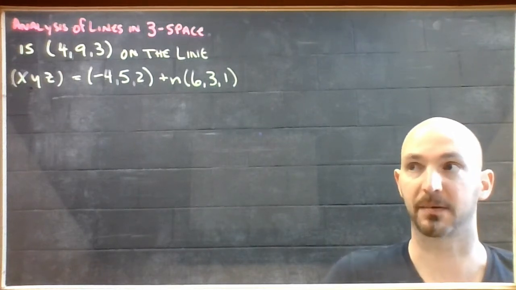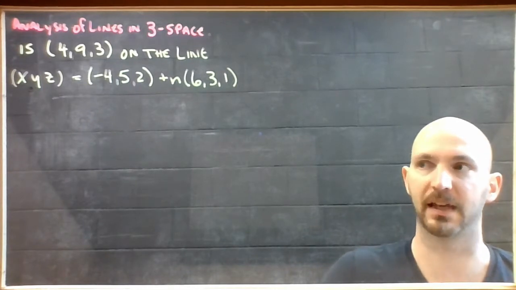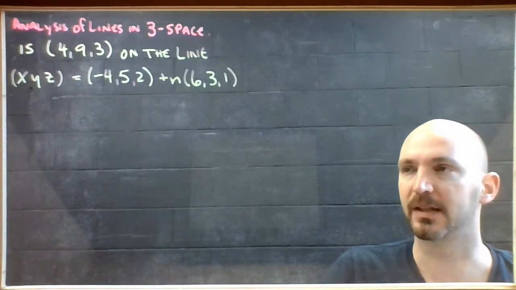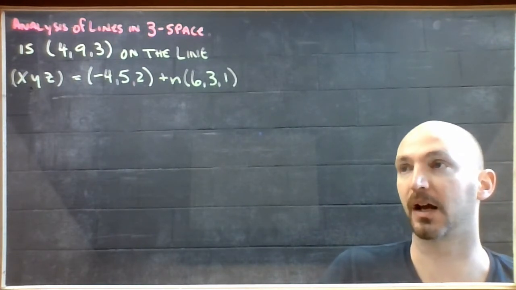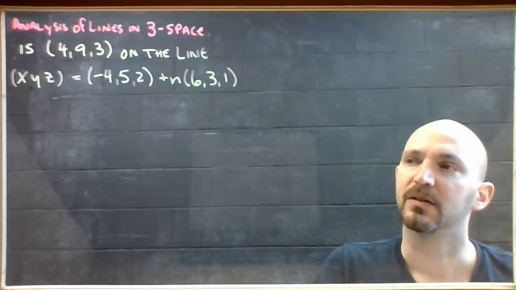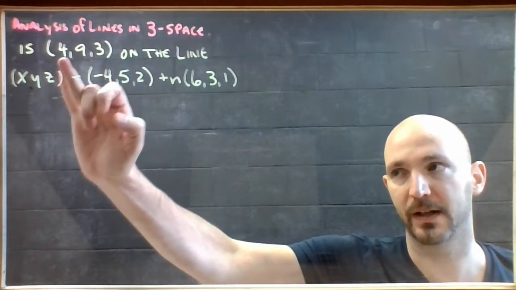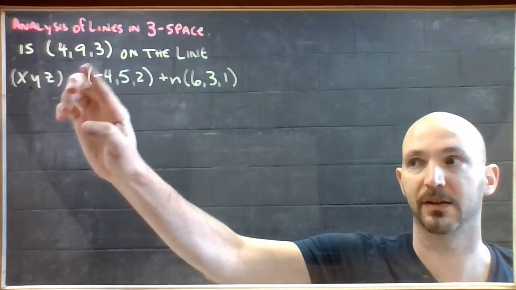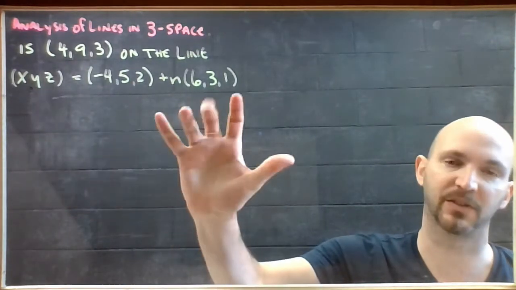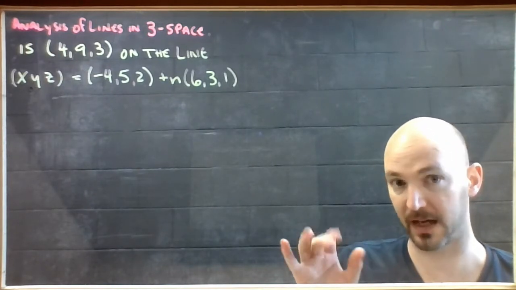So the first application of lines and doing analysis on lines is trying to decide if a particular dot actually falls on a line. So in this case, we're trying to find if 4, 9, 3 lands on this line here. So the way we're going to start this is I'm going to put the 4 in for the x, the 9 in for the y, and the 3 in for the z. And if I did that, I'm going to have a bunch of numbers over here, a bunch of numbers over here, all comma separated values. It's kind of a mess.